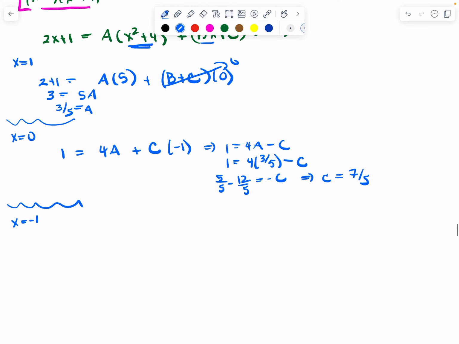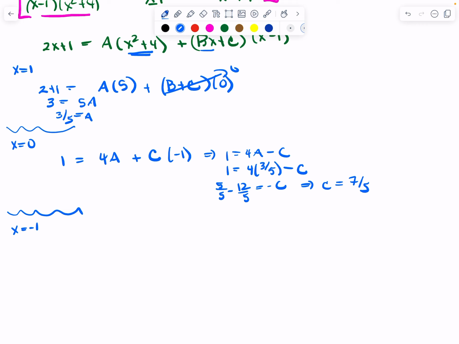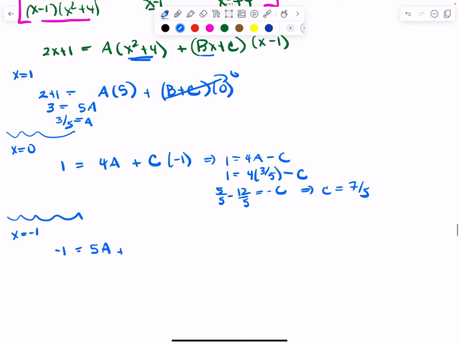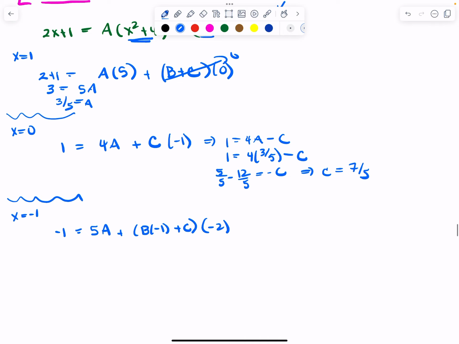we get, let's see, what do we get on the left? -2 plus 1, so -1 is equal to still 5a plus b times -1 plus c times -2. It's kind of gross, but let's plug in everything we know. So -1 equals a is 3/5, so this becomes just 3.